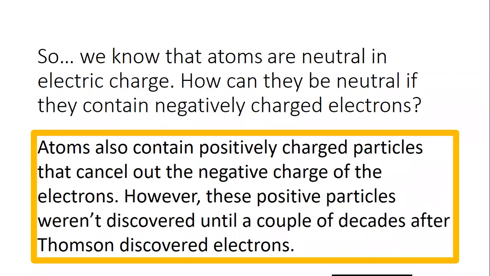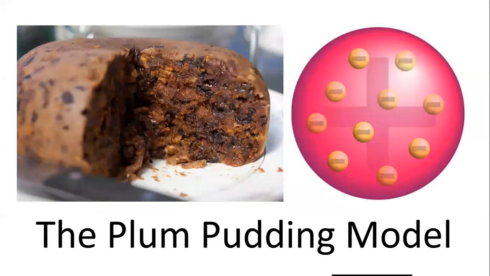Well, atoms also contain positively charged particles that cancel out the negative charge of the electrons. However, these positive particles weren't discovered until a couple of decades after Thomson discovered electrons. Thomson also knew that atoms are neutral in an electrical charge. So he asked the same question: how can atoms contain negative particles and still be neutral? He hypothesized that the rest of the atom must be positively charged in order to cancel out the negative charge of the electrons. Now, nobody really knows for sure.